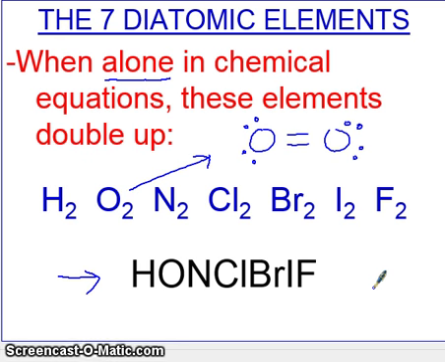So anytime you see one of these in an equation, when it's by itself, you have to make sure there's a 2 at the bottom. That's what the diatomic refers to, 2 atoms when these are alone.